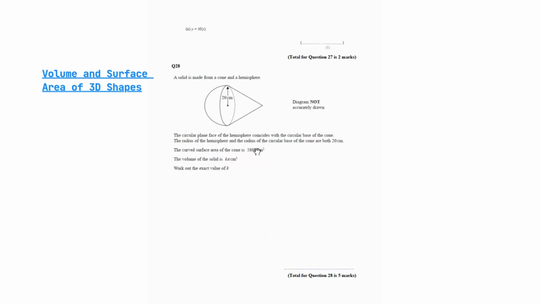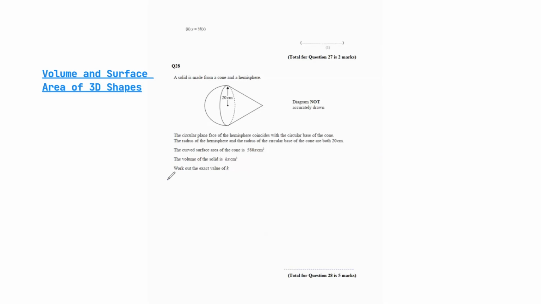So for this, they've told us that the radius of the hemisphere and the circular base of the cone is exactly the same, which is 20. We have the curved surface area of the cone. So using the radius and the curved surface area, we can find the slant length. Let's begin with that first.